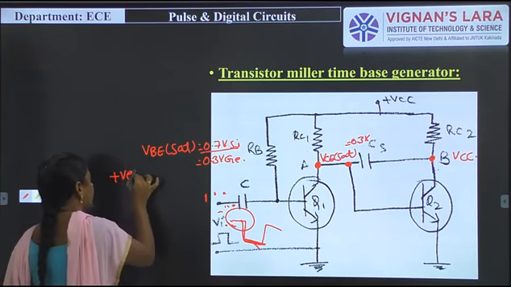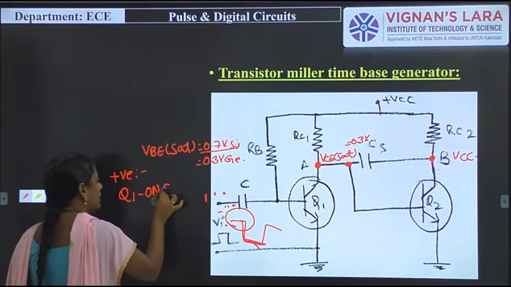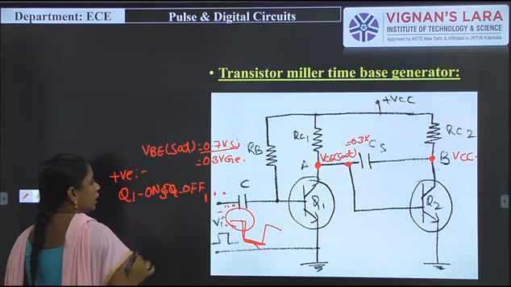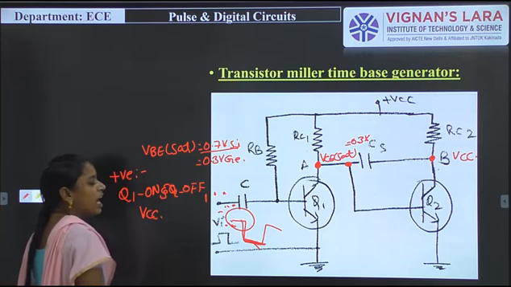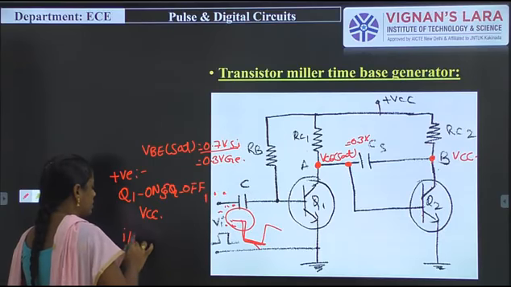So that is at positive condition, Q1 is on condition and Q2 is off condition, and the output will be VCC. In that particular time it maintains a constant output VCC. After that I am giving a negative signal, that is, the input is a negative signal.